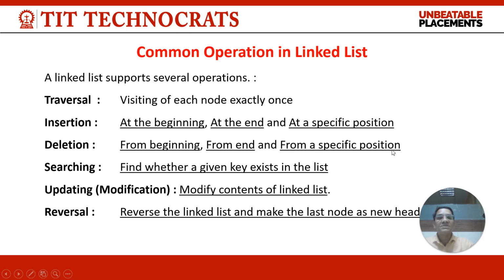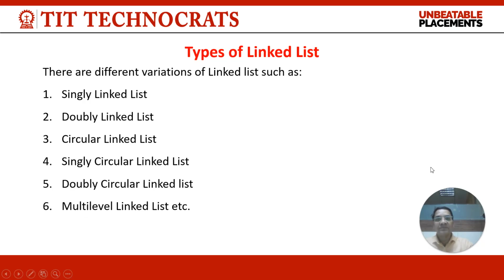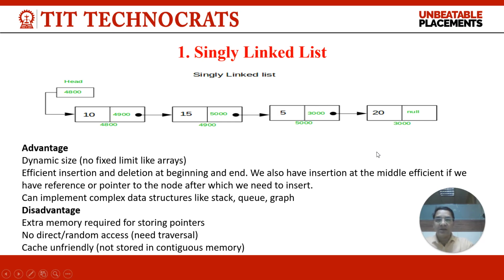Common operations in linked list. A linked list supports several operations: traversal, insertion, deletion, searching, updation, reversal, etc. Types of linked list. There are different variations or types of linked list, such as singly linked list, doubly linked list, circular linked list, singly circular linked list, doubly circular linked list, multi-level linked list, etc.